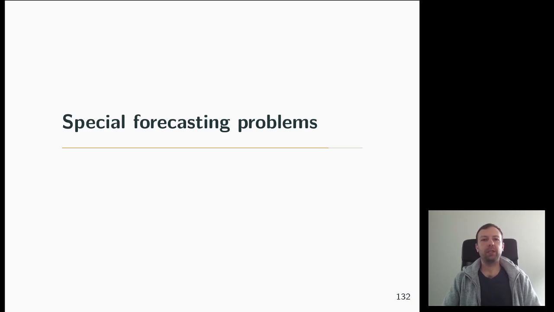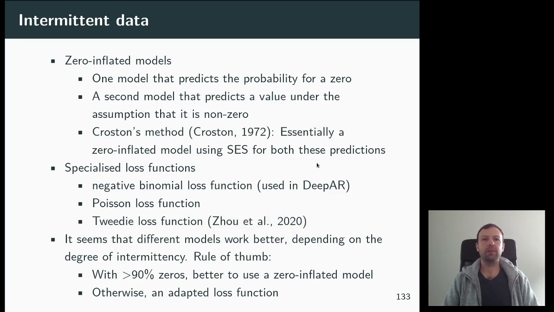So this brings me to the very last part of this tutorial. I wanted to discuss two special forecasting problems, namely intermittent time series and hierarchical time series. So let me start off with the intermittent time series. So intermittent data means you have a lot of zeros in your series.